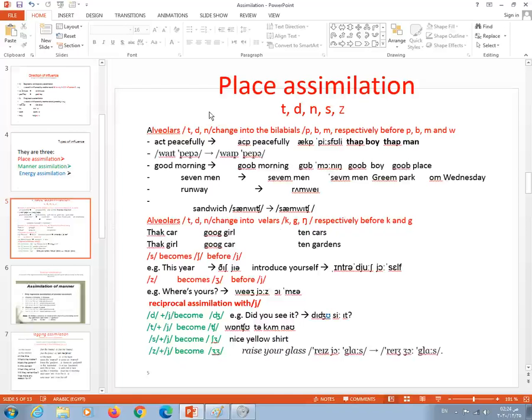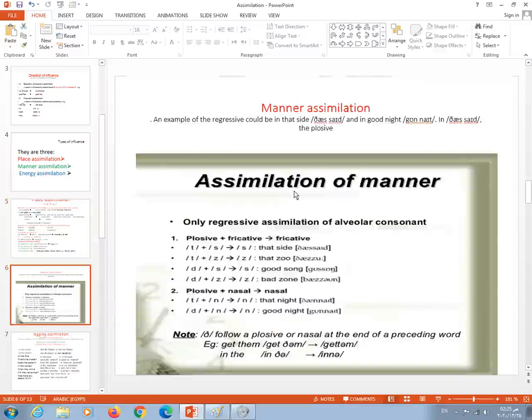So this is a very important part. It has to do with place assimilation, and as we see, we have only 5 alveolar consonants which are vulnerable to this sort of phonetic process called assimilation of place. They change their places in order to assimilate to the following consonants. Okay, and now let's move to another kind of assimilation.